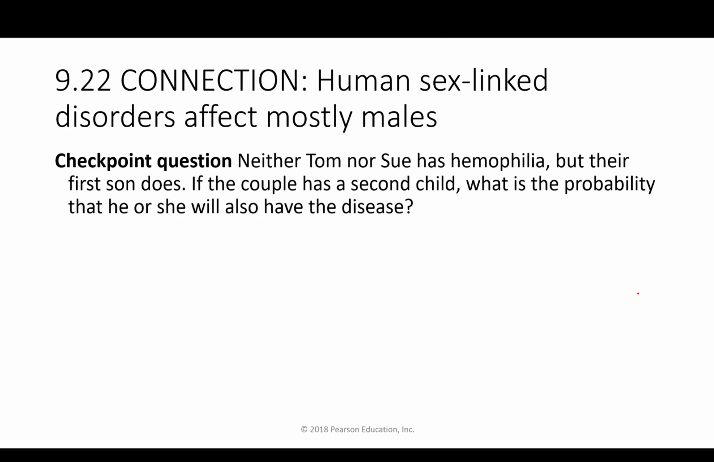All right, so let's look at this. Hemophilia is an X-linked recessive. Neither Tom nor Sue has hemophilia. So here's Sue and here's Tom. Neither one of them has hemophilia, but we don't know what this other X is. Their first son does have hemophilia. If the couple has a second child, what is the probability?